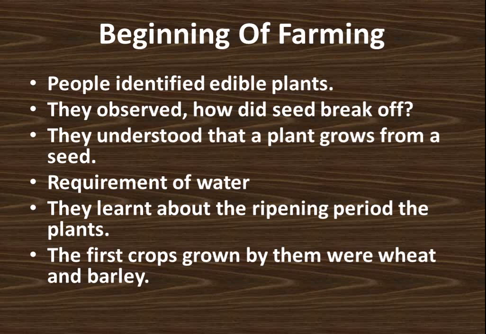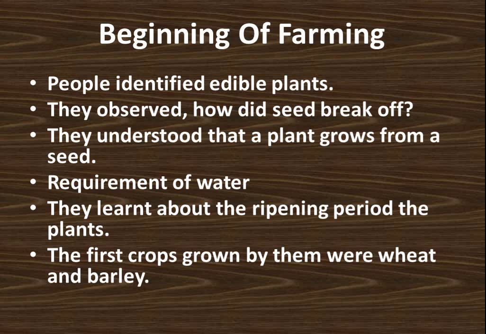Beginning of farming. The people of that particular time first of all identified edible plants, because they did not have any knowledge or equipment. So from the surroundings, they just identified the edible plants, means the plants that were able to be eaten. They observed how seeds break off, means how a new plant grows from the seed. Then they understood that a plant grows from a seed.